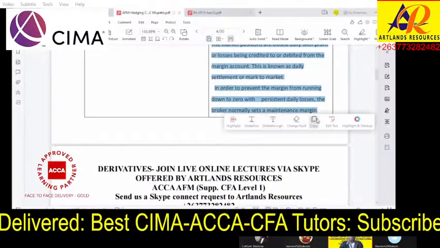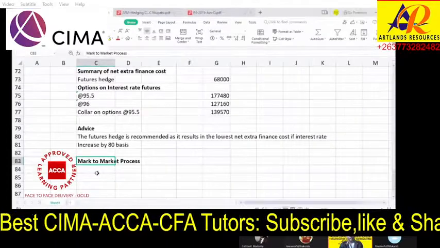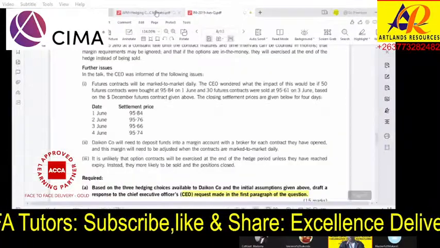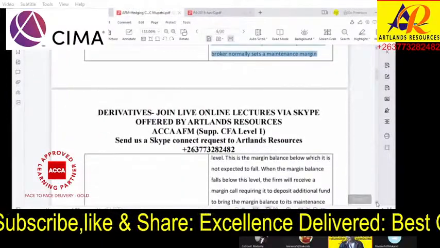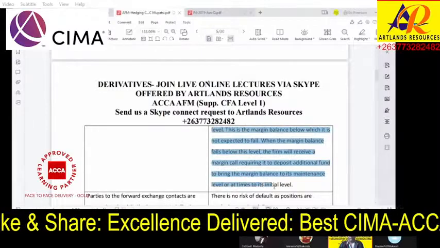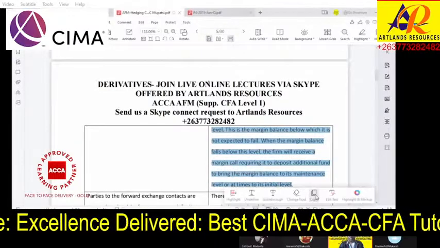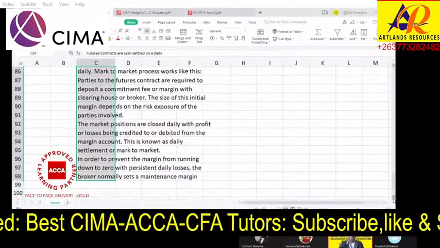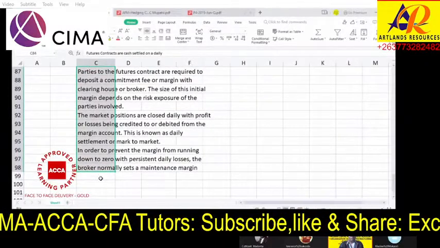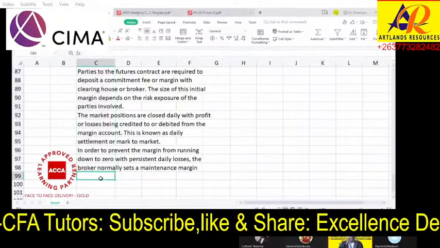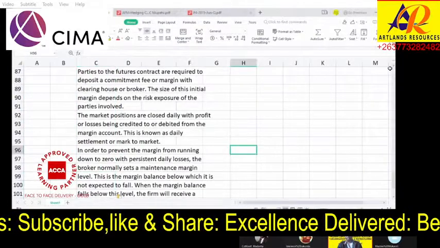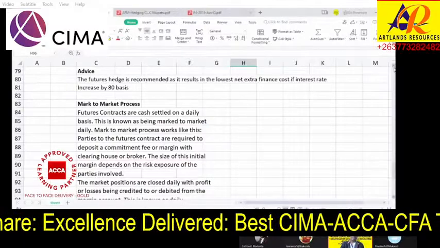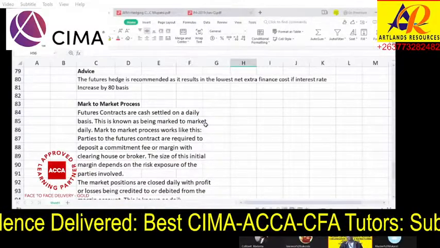Let me copy it and paste it on my answer tab. Then copy the rest again and paste it on my answer tab. It's 10 marks, meaning everything I'm copying and pasting here, you really have to be able to answer it. Because I'm copying from a table, no wonder the font is acting up like this, but it's still fine. Futures contracts are cash settled on a daily basis.